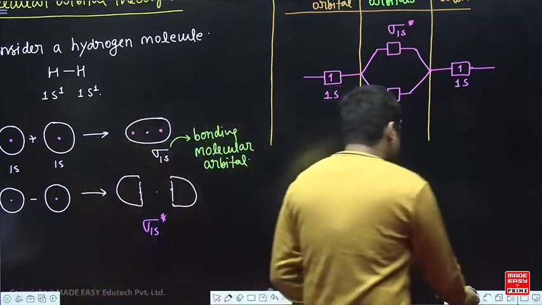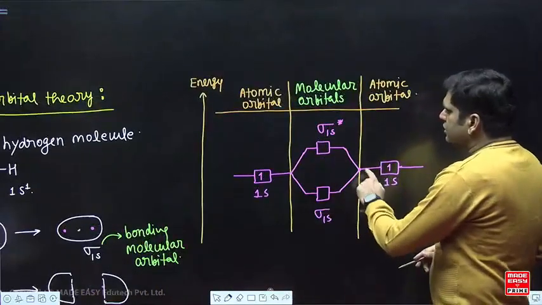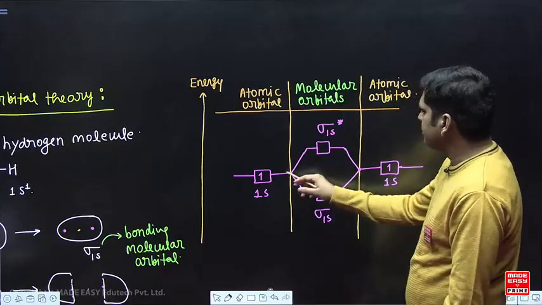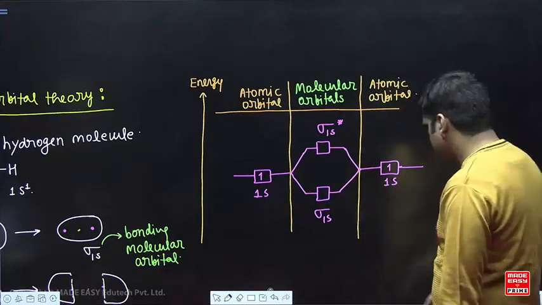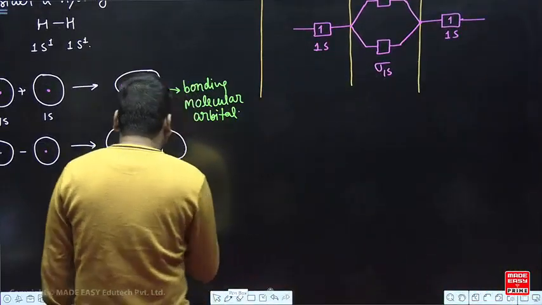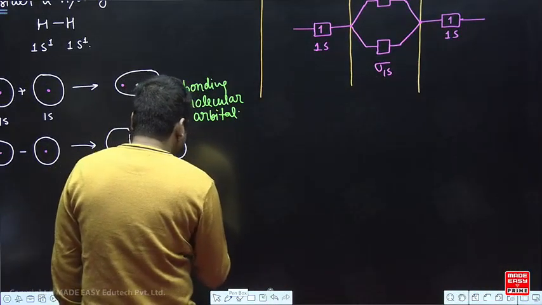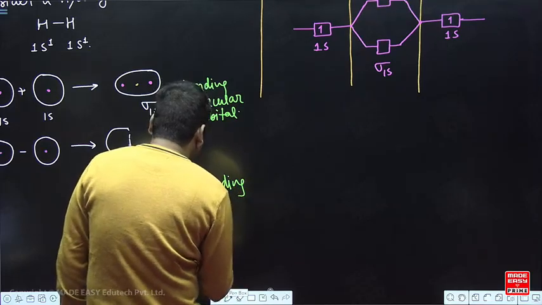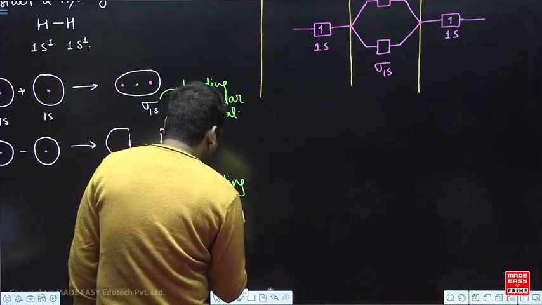But here you see, this molecular orbital is increasing the energy, and if it is increasing the energy, it means it is trying to make them unstable, and if it is trying to make them unstable, it means it is opposing the bonding. So it is known as anti-bonding molecular orbital.